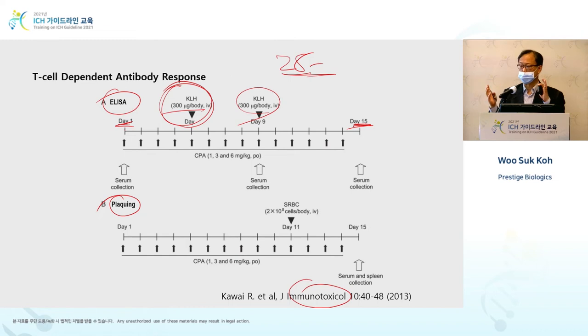So the individual variation outweighs the dose-related variation. Of course, there is a saturation, but still, there are some issues to be considered. And dose relationship is really important. Dose response is important in order to decide whether there is a toxicity or not for the immunotoxicity. So it's quite complicated.